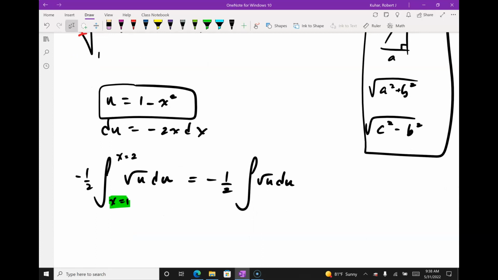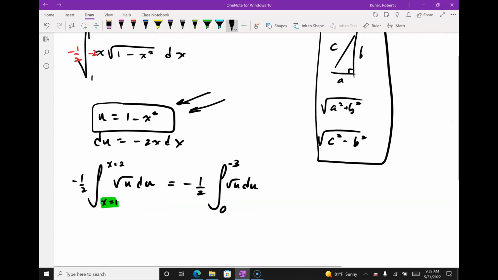U is in a box, right? U is 1 minus x squared, right? So what is u when x is 1? 0, right? And what is u when x is 2? Again, I'm plugging into here, right? Negative 3, right? Of course, I just gave you a horrible problem that can't be done, but sorry. So forget I did it.